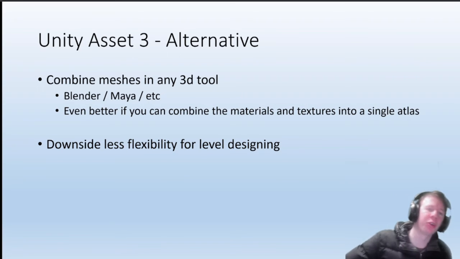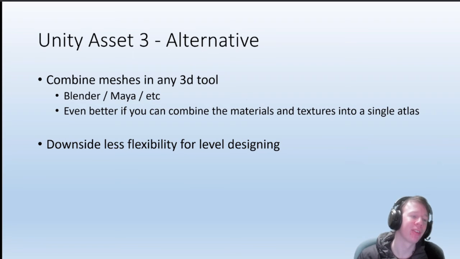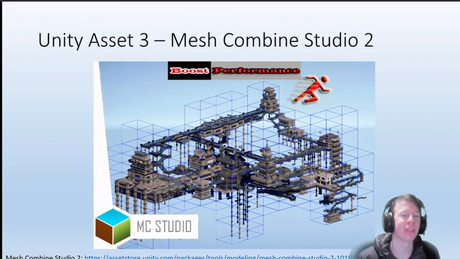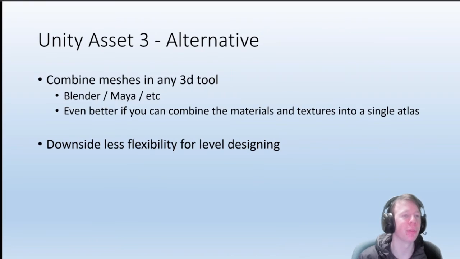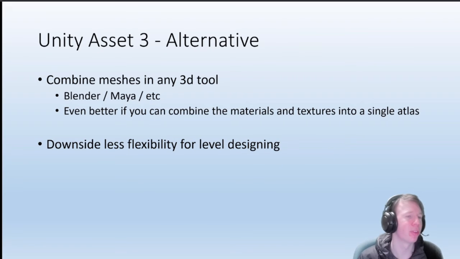The alternative to using an asset like this is combining all your meshes when you're building them in Blender or Maya. The problem with doing this is that when you get up to the level designing phase, you can't move objects around because they're all linked together in the same model, like they're all glued together. So I wouldn't really go with the alternative. I think purchasing an asset like this is really worth the time investment. And on most of our houses, we've seen like a 20 to 30% performance increase just by using this asset with almost default settings.